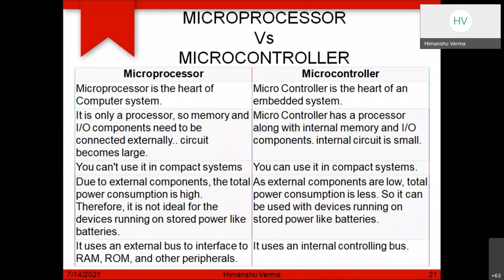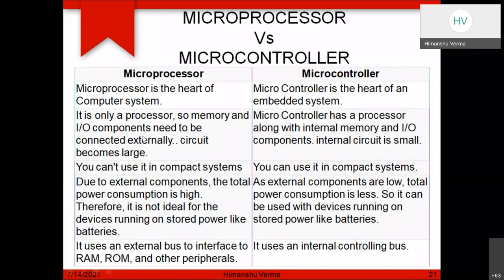So let's see. If we talk about a microprocessor, it is the heart of a computer system, a big system. And if we talk about a microcontroller, on the other hand, a microcontroller is the heart of an embedded system or a small system. So we can say a difference is here.